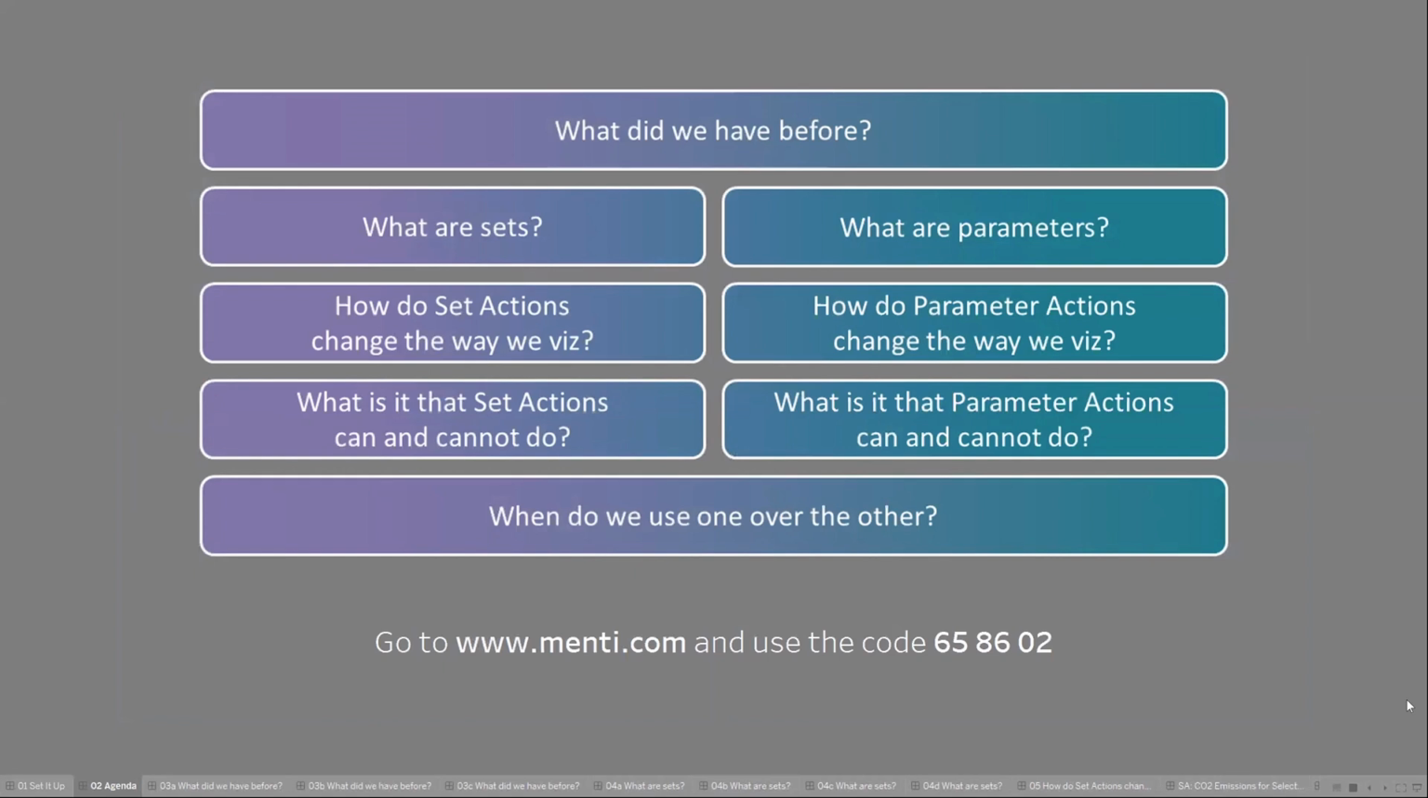What did we have before set and parameter actions came into play? What are sets and parameters? How do these actions change the way we viz? What is it either of them can or cannot do? And in which cases should we use one over the other?